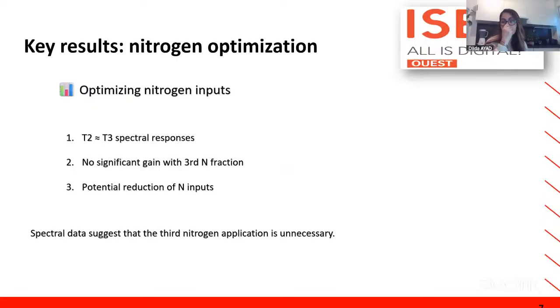Thus, preliminary results indicate that an intermediate nitrogen dose may be sufficient, opening the way to fertilization optimization with both economic benefit and reduced environmental impact. So spectral data suggests that the third nitrogen application is not necessary.